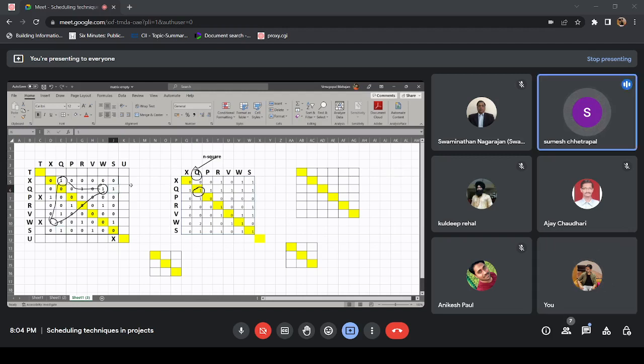Q gives information to S. S gives information to Q. Yes, sir. So you see that Q is in two loops right now, right here in front of you.